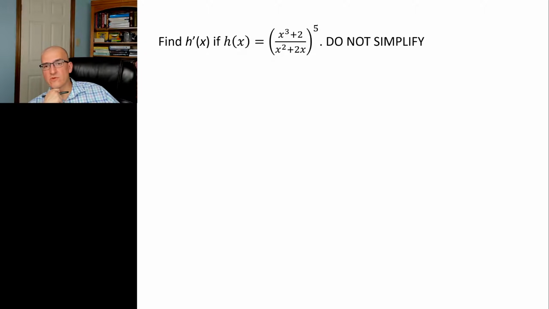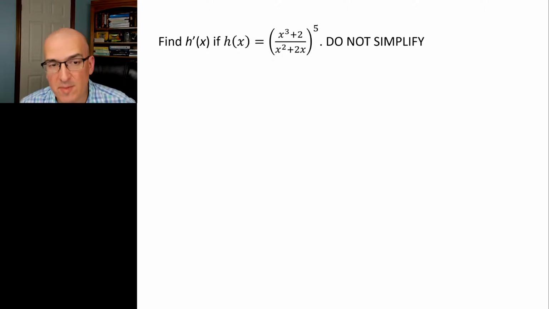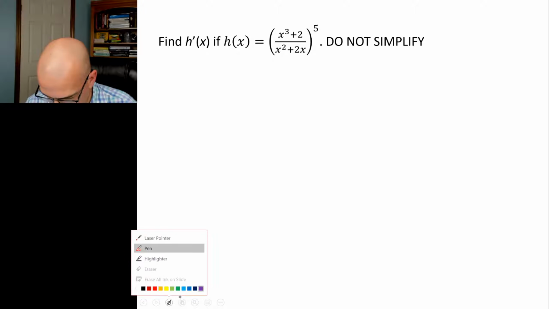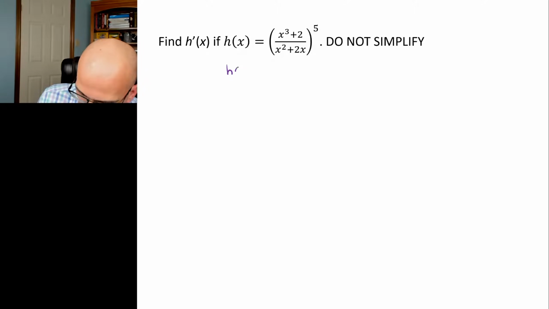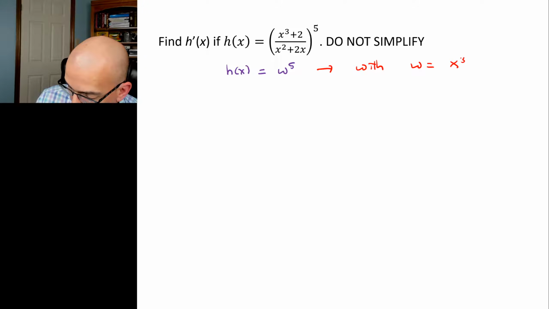There's a quotient rule involved. But I think bigger than the quotient rule for this one is the chain rule. Because I'm going to identify this as a function to the power 5. I'm going to rewrite this as w to the power 5, with w equals x cubed plus 2 divided by x squared plus 2x.